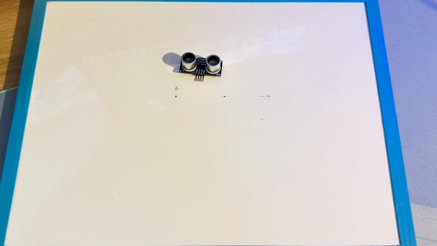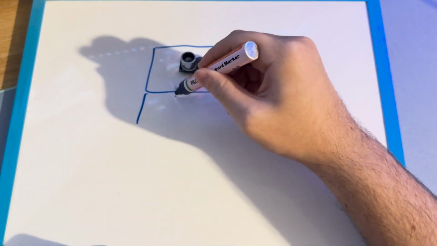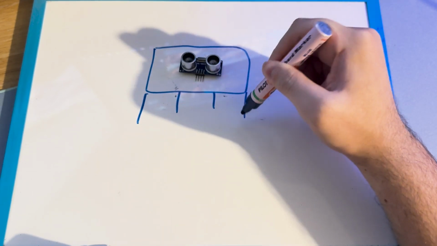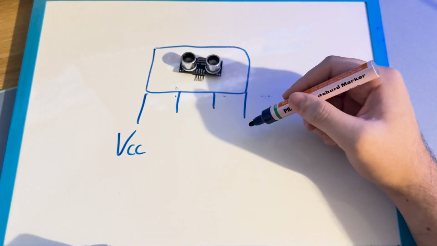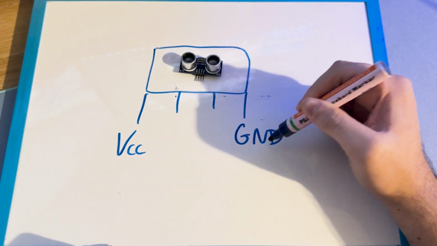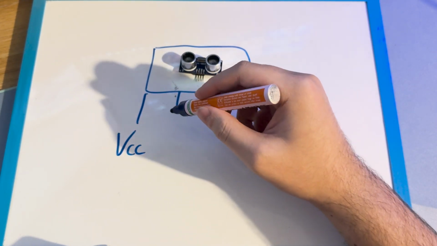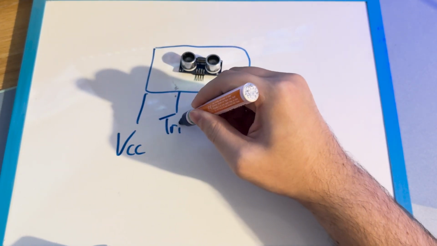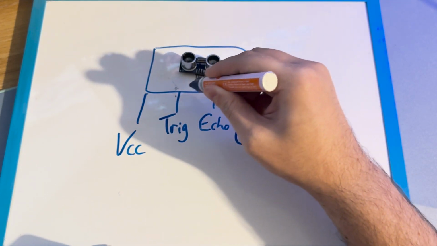So as you can see, it's got 4 pins, so I'll just do a brief description of what the roles of those pins are. We have VCC, the voltage, and ground to complete the circuit for the power. And then we have 2 pins of interest here in the middle. We've got trig there, and we have echo this way.